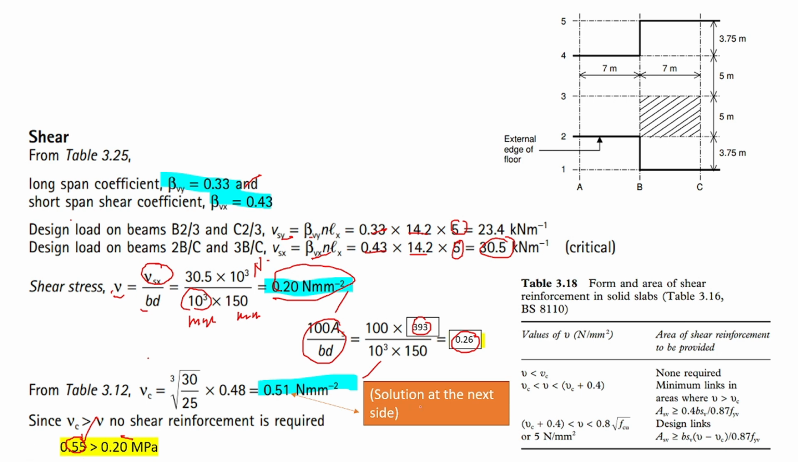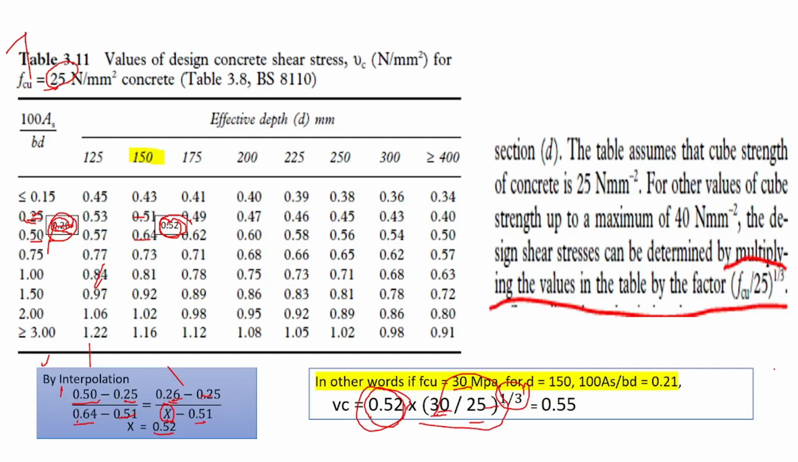The allowable VC is greater than the actual, so meaning there is no requirement of stirrups, which is exactly correct, because the slab doesn't have stirrups. In our calculation, slab doesn't need requirement for shear reinforcement. This is just to show with our calculation that there's no requirement for shear reinforcement.